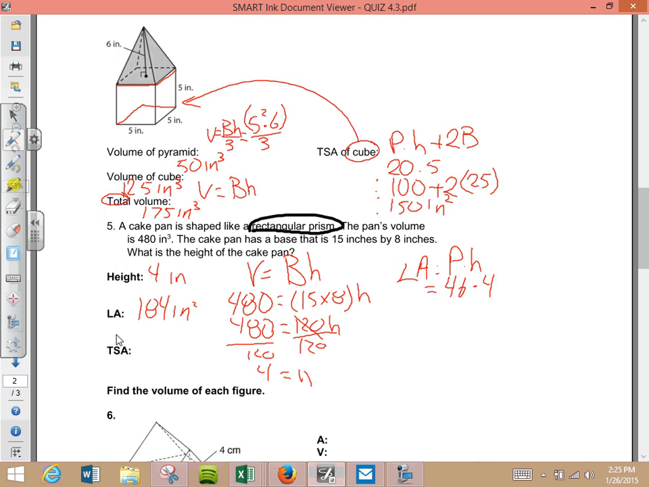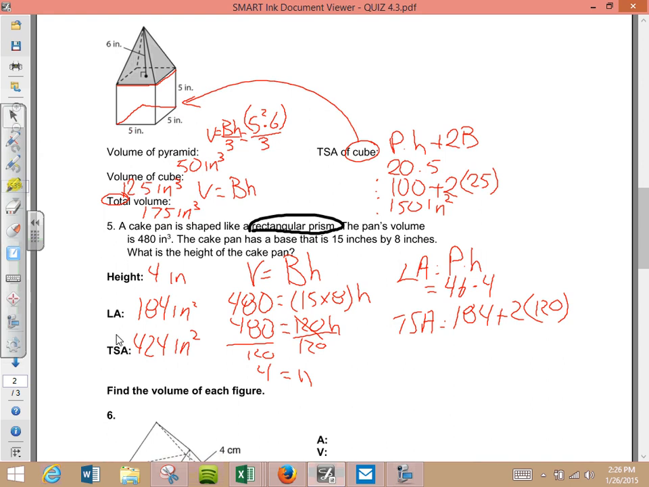So far, it would have been 184 plus 2B, which, what is the area of the base? 120. And that gave me what? That's it. It wasn't very complicated either.